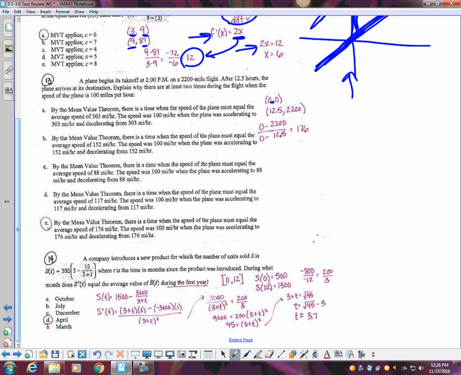So when time is 0, my mileage is 0. When time is 12.5, my mileage is 2,200. So I find the slope. I get an average velocity of 176 miles per hour. Well, if I have an average of 176 miles per hour, it says explain why there are at least 2 times during the flight when the speed of the plane is 100 miles an hour. Well, I had to hit 100 on the way up to 176, and then I had to hit 100 on the way down when we were getting ready to land, which is what E says.